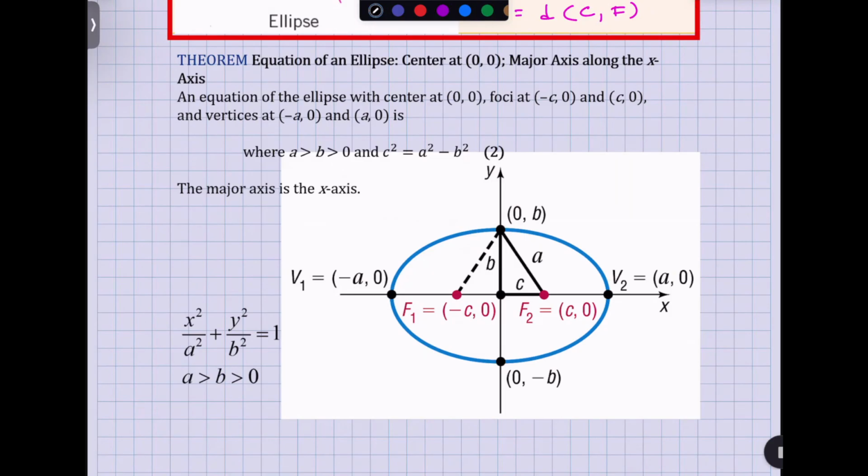Now, if you look at this picture here, you see that the distance of A is a lot longer than the distance of B. Everybody see that? So if you want to know if it's more this way or more this way, it's dependent on what A is under. If A is under the X, then it's longer along the X-axis. If A was under the Y, then it's going to be longer along the Y-axis. So it's going to be more like this, okay, versus this.